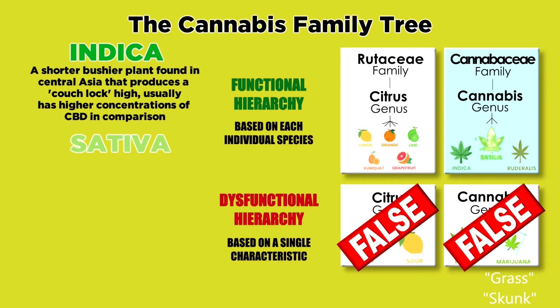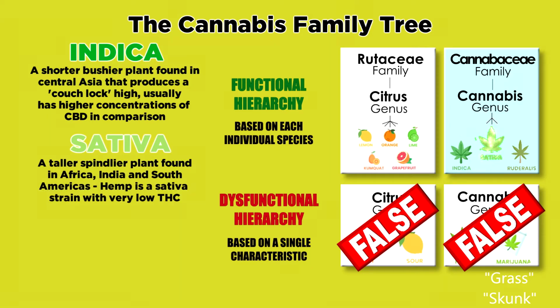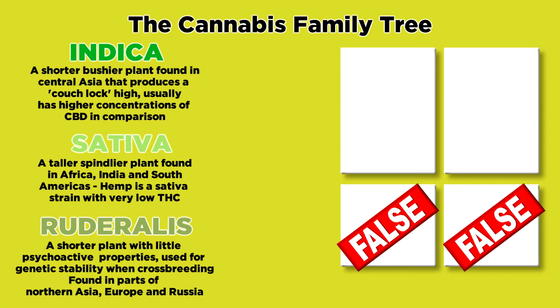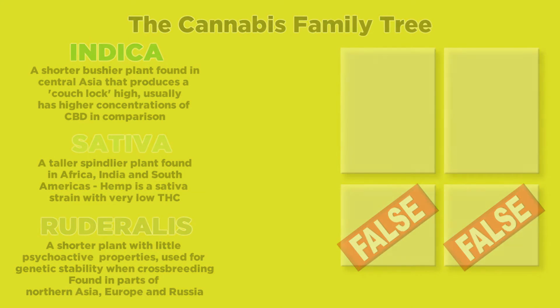We also have sativa. This is a taller, spindlier plant found in Africa, India, and South America. It usually has a higher THC content. Hemp is a strain of sativa with a very low THC count. Finally, we have ruderalis. This is a shorter plant with very little psychoactive properties. It's used mainly now in crossbreeding and hybrid plants for its genetic stability. It grows quite quickly and is also frost resistant. This is found naturally in parts of Northern Asia, Europe, and Russia.